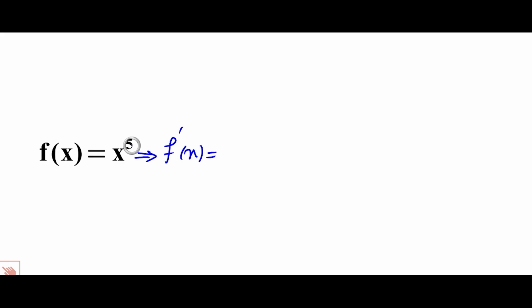Or if f of x is x to the 5th power, then f prime of x is equal to, bring down the 5 to the front, so we have 5 times x to the power of, reduce that power by 1, 5 minus 1, so we have 5x to the 4th power. Okay?